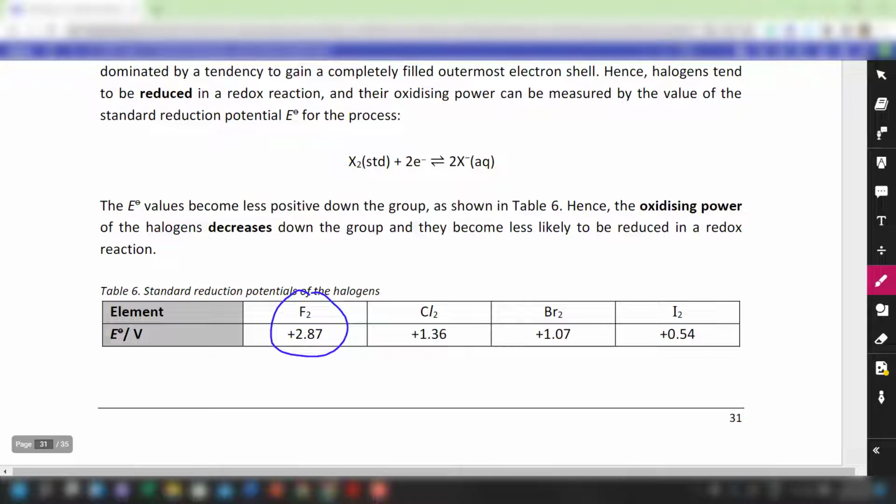It has a huge tendency to be reduced to fluoride, and that also explains why fluoride is resistant to oxidation. So it's very difficult to get fluorine. There are other methods to get fluorine, for example, via electrolysis.